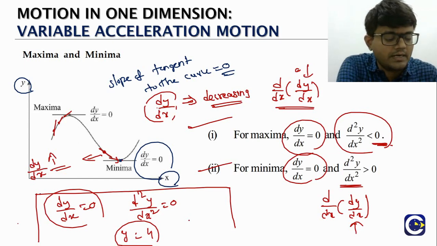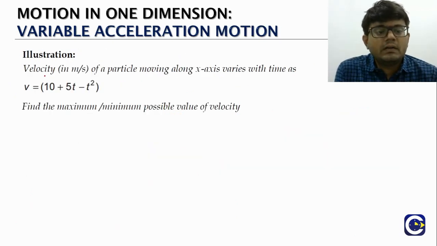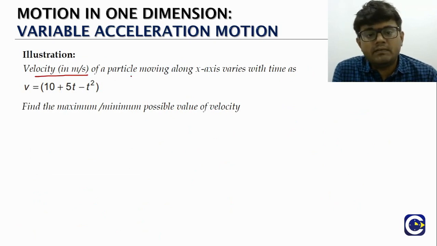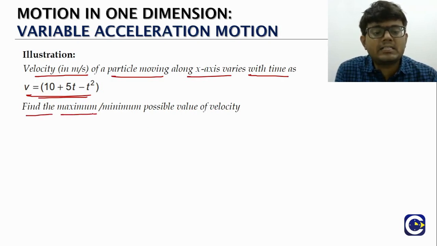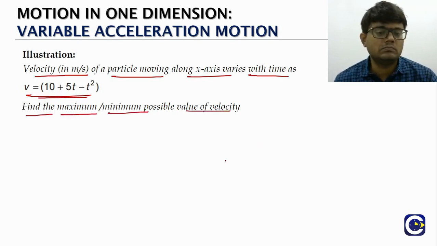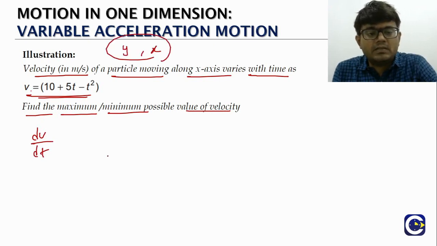But coming to our discussion point, we can have questions like this. The velocity in meter per second of a particle moving along the x-axis is given as a function of time. Find the maximum or minimum possible velocity value. So how do we know? Velocity is a function of time, like y is a function of x.